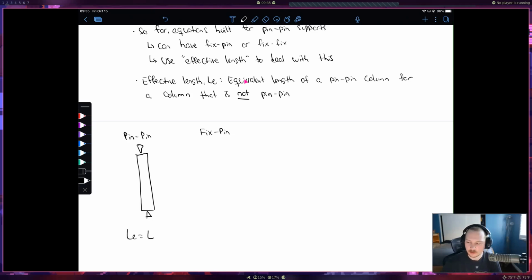Oh, dang it. My screen stopped sharing properly. Give me a second.